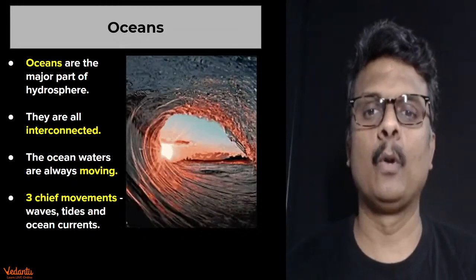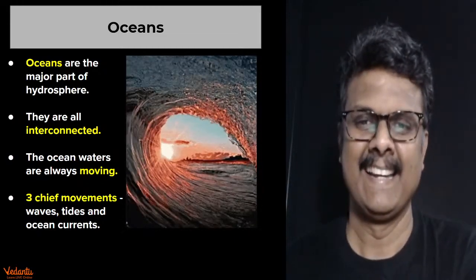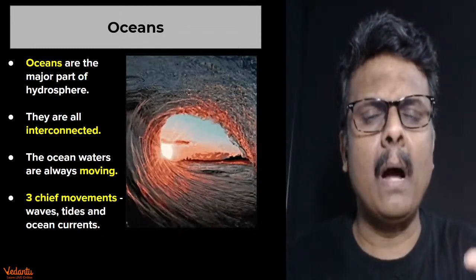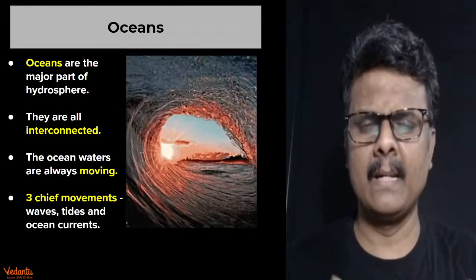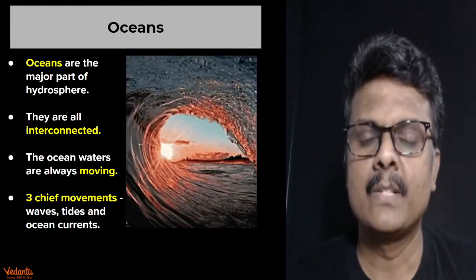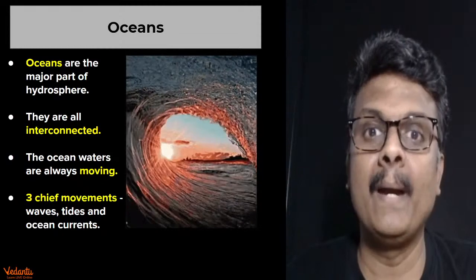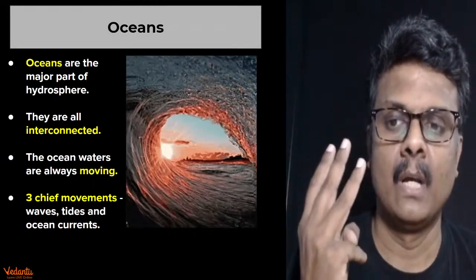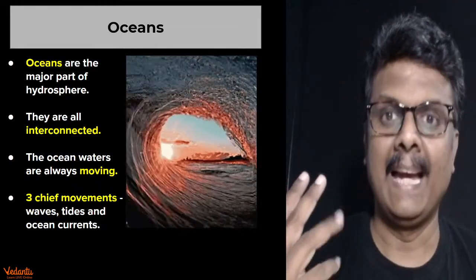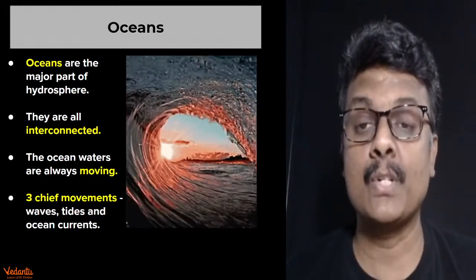Now coming to oceans. Wow, look at that picture, guys. Isn't it lovely? Beautifully animated GIF. So ocean forms the major part of the hydrosphere, and all the oceans are interconnected. The major difference is oceans do not have a shore on one side. So ocean waters always have currents, that is, they are always moving. And what are the movements? There are three chief movements in oceans. One is waves. We all know what waves are. We all know what tides and ocean currents are. So three chief movements are there: waves, tides, ocean currents.